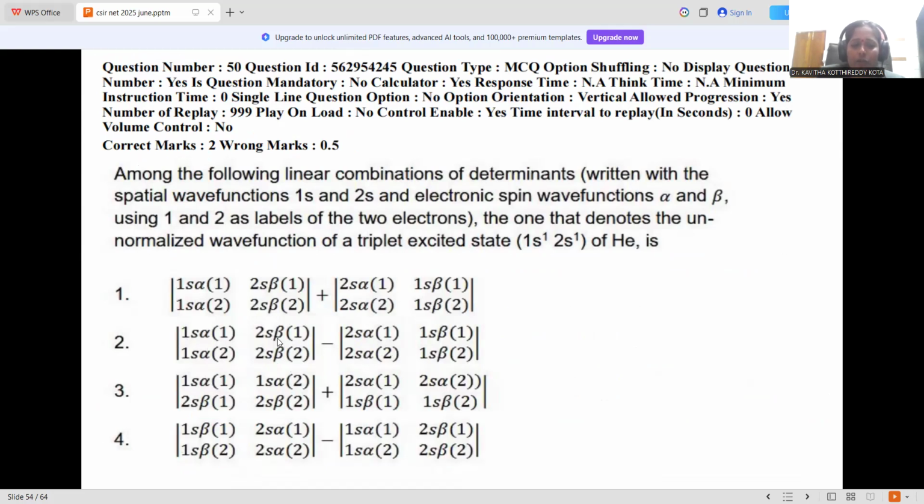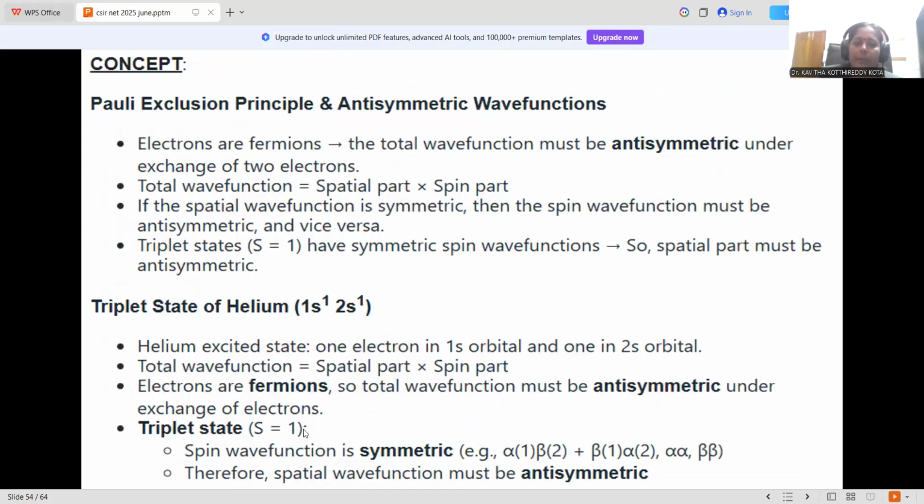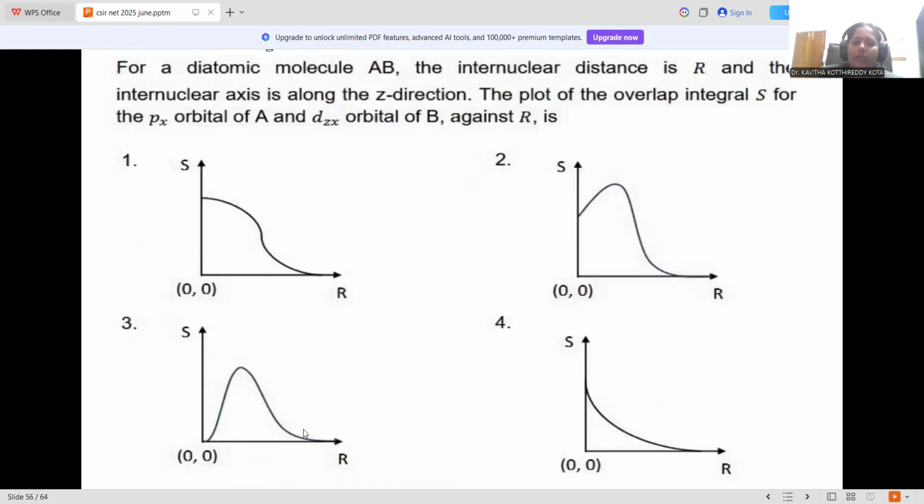That is represented in option number 2. For question number 50, option 2 will be the right representation. Move on to question number 51.